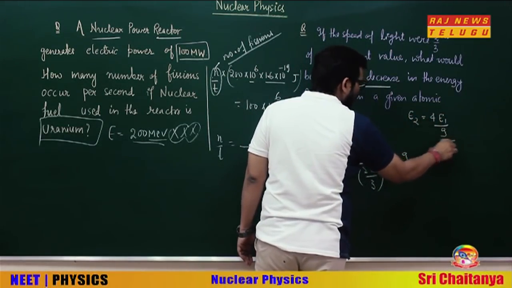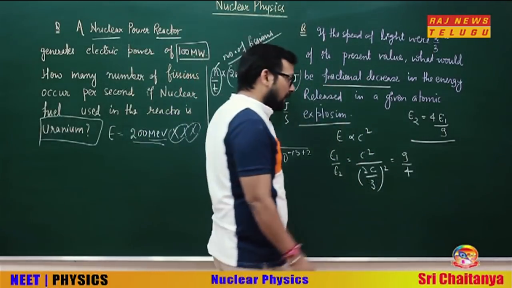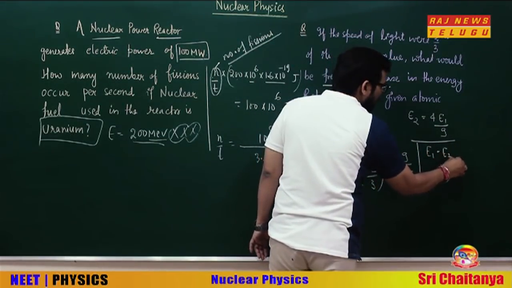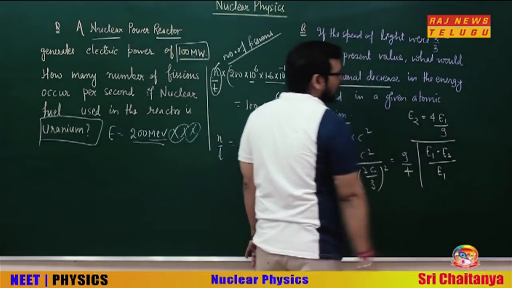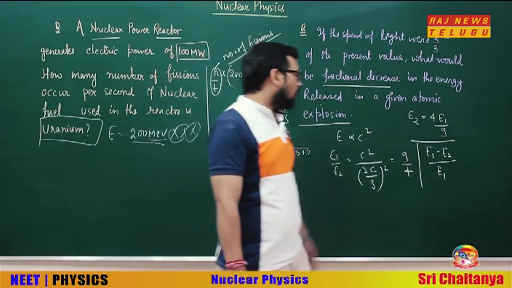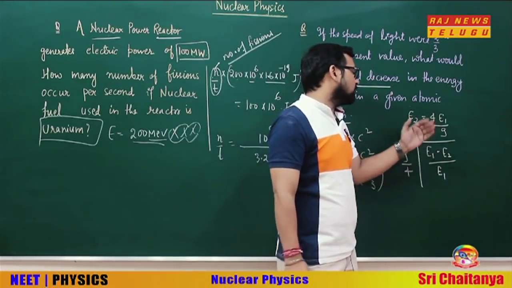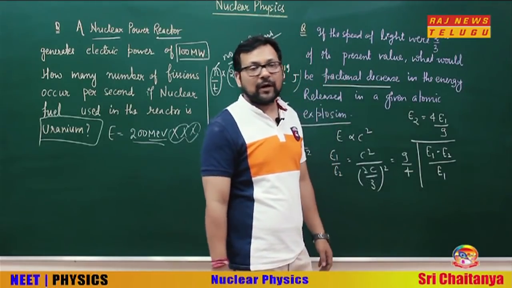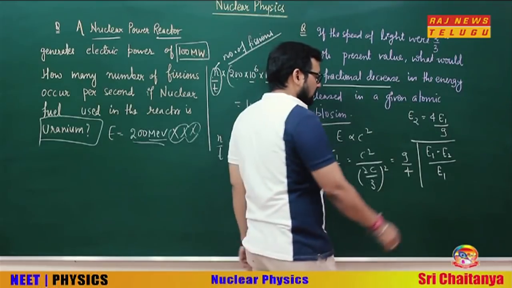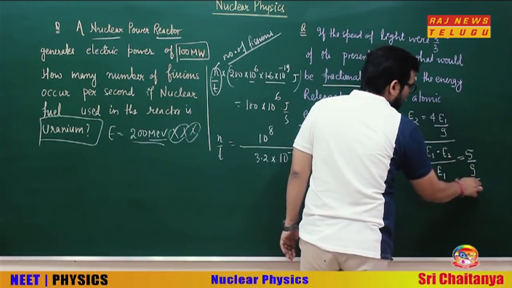Can you notice the decrease? The fractional decrease means it was E1, then it became E2, as compared to E1. This is called a fractional decrease. This is the requirement in this question. So what is E1 minus E2? It means E1 minus this. This would be 5E1 by 9, divided by E1. What will this be? This will be 5 by 9.